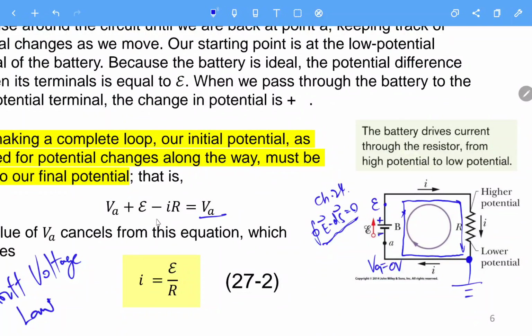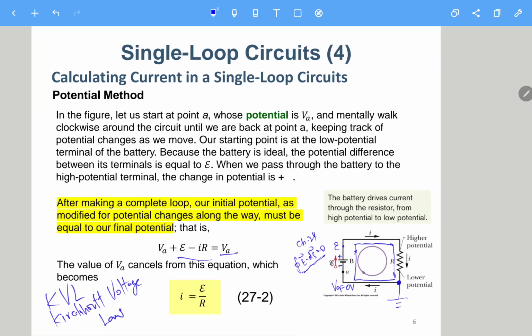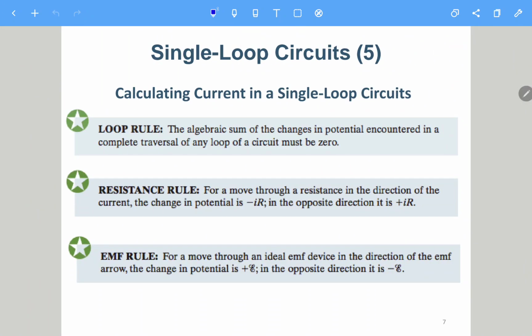So the final step is to cancel VA. So you can just put VA to be 0, for simplicity. So finally we get E equals IR using the KVL. Although it is too simple to use the KVL, just let you get familiar with the KVL, so we can use it later on.